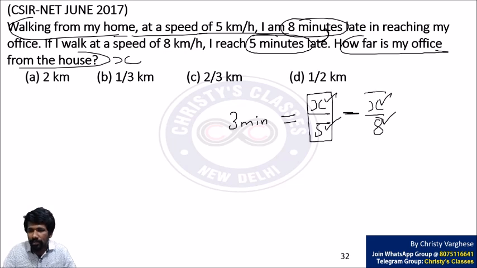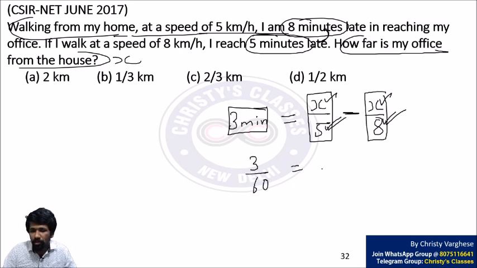The difference between these two should be equal to 3 minutes. First time minus second time should be equal to 3 minutes. But remember one thing, this 5 is in kilometers per hour, and 8 is in kilometers per hour. So this minute is not okay. You should convert that into hours. 1 minute is 1 by 60 hour, so 3 minutes will be 3 into 1 by 60, or 3 by 60 hour.